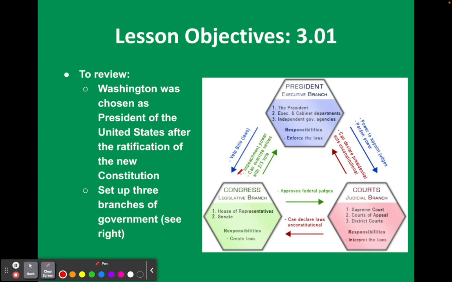You have the legislative branch and the judicial branch, and all of these work together in a system of checks and balances. This is a review back to your class that you took in the 8th grade, which went over how the Constitution is set up. If you have any questions or you want to talk about this more, please let me know.